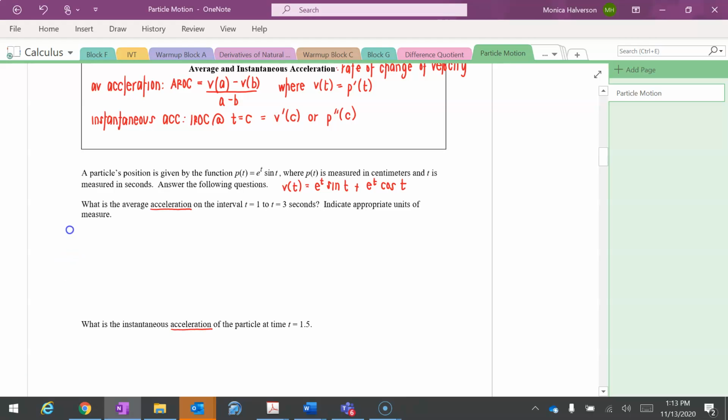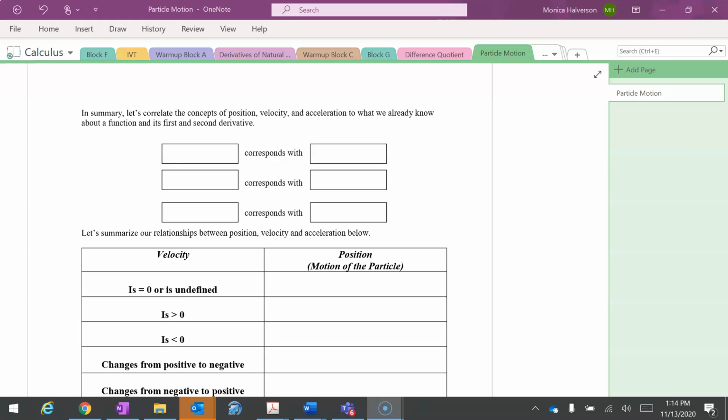So now that we've identified the relationships between acceleration, velocity, and position, let's summarize what we know. So we know that the original function always corresponds with position. The first derivative of position corresponds with velocity. And the second derivative of the position function corresponds with acceleration. Now, very, very important, all right, remember that this is all instantaneous velocity and instantaneous acceleration.